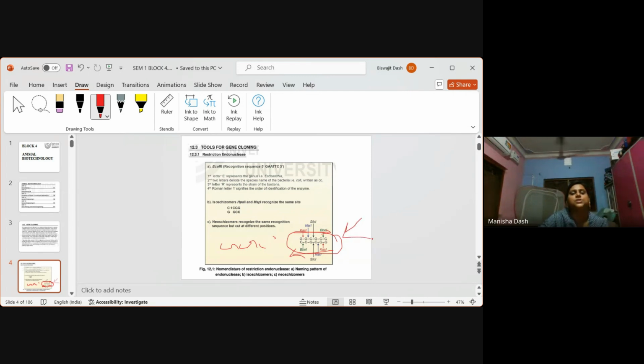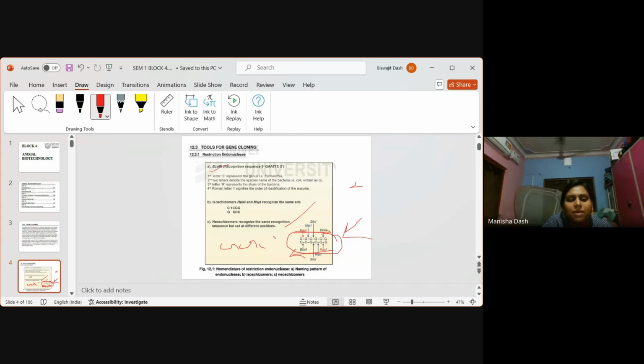Usually, the restriction endonucleases find a palindromic sequence like this and cut the DNA there. There are three different classes of restriction endonuclease: restriction endonuclease 1, 2 and 3. Depending upon the distance at which they cut from the palindromic or recognition sequence, they have been categorized into three parts. Now, coming to the nomenclature, how exactly the name is given, as you can look here.